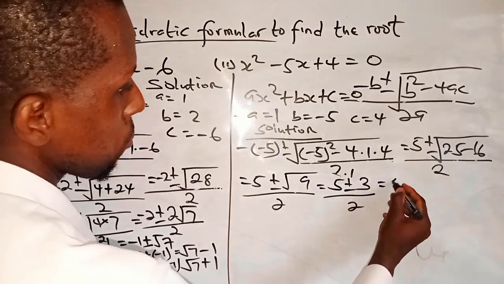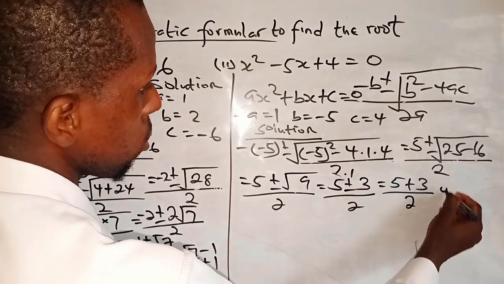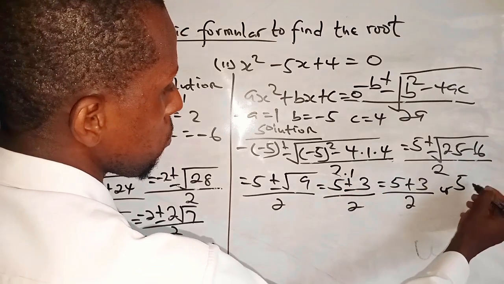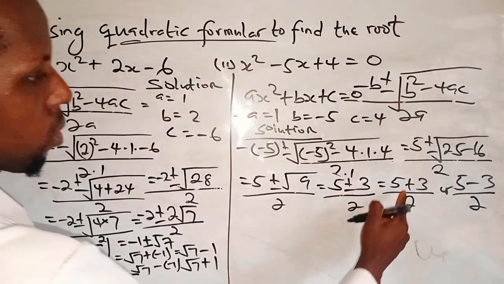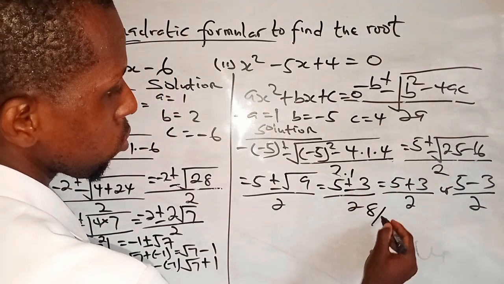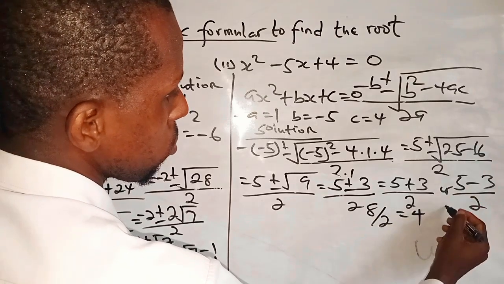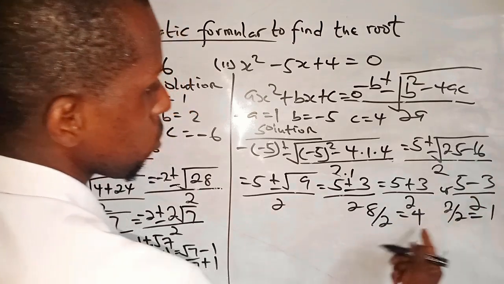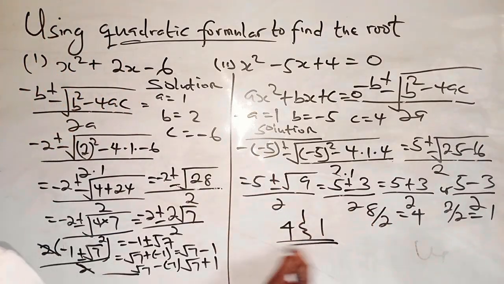So I'm saying 5 plus 3 over 2 for the first one, or 5 minus 3 over 2. 5 plus 3 is 8 over 2, that gives me 4. And 5 minus 3 is 2 over 2, that gives me 1. So 4 and 1 are the roots of the equation.